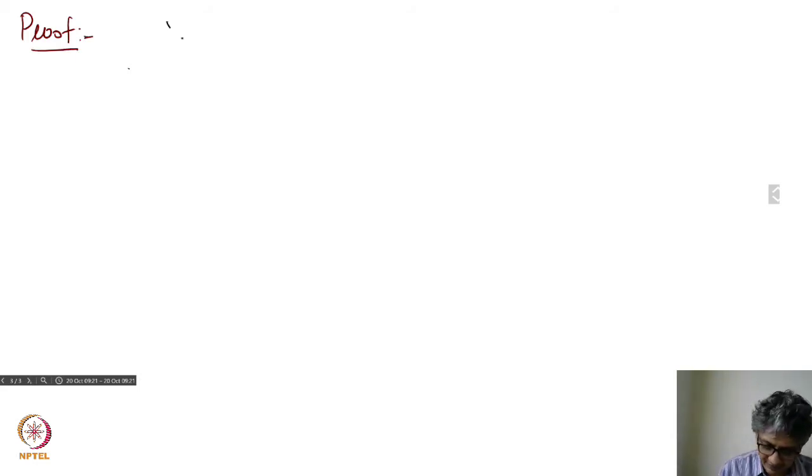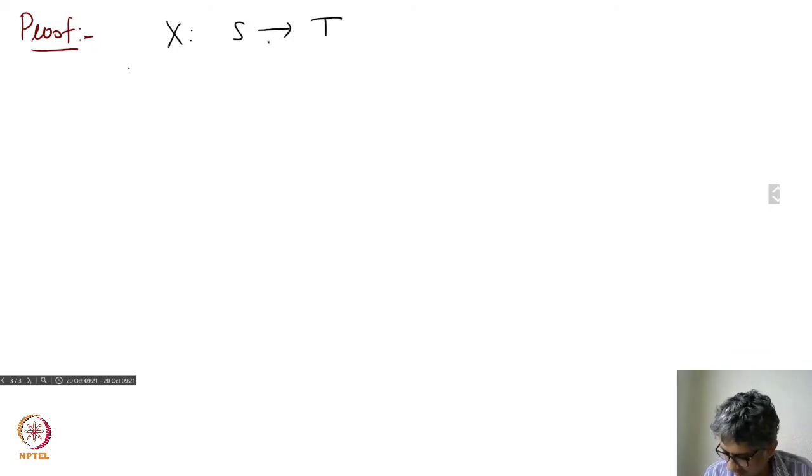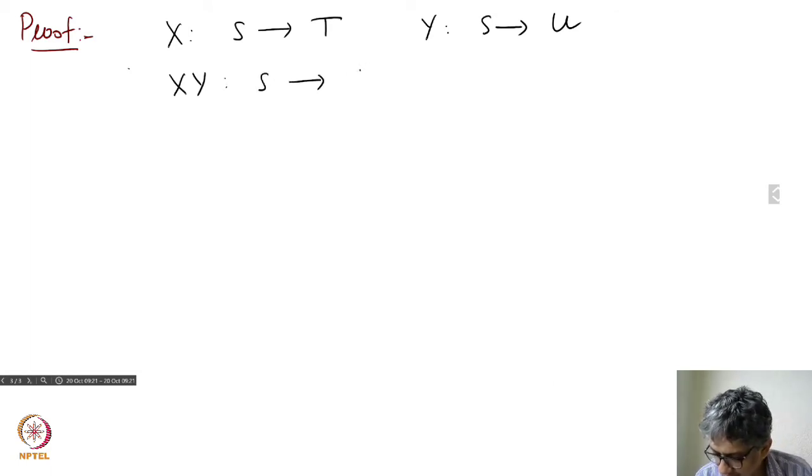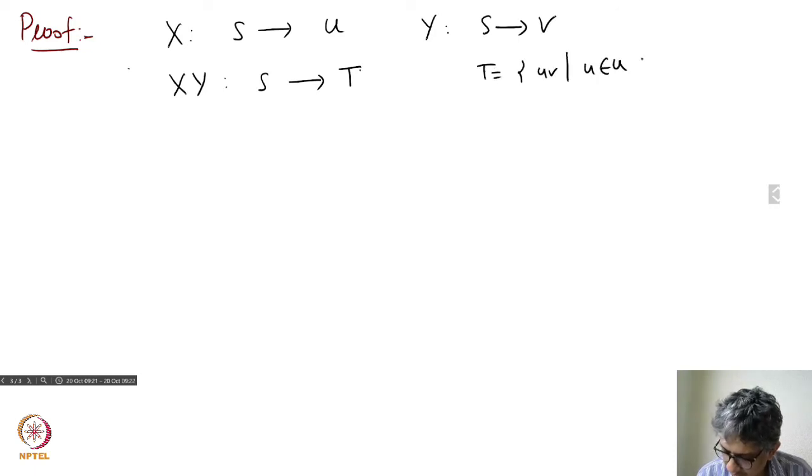So I have X from a sample space S with range, let's say, T. Let's say Y is from sample space S with its range, let's say, U. Then XY would take values from S to a sample space. Let me change notation a little bit so it's easy for me. Let me call these U and V, and let T be the set of all u times v, such that u is in U and v is in V.